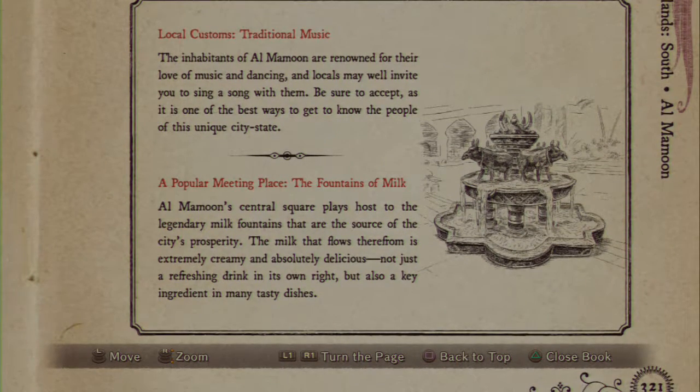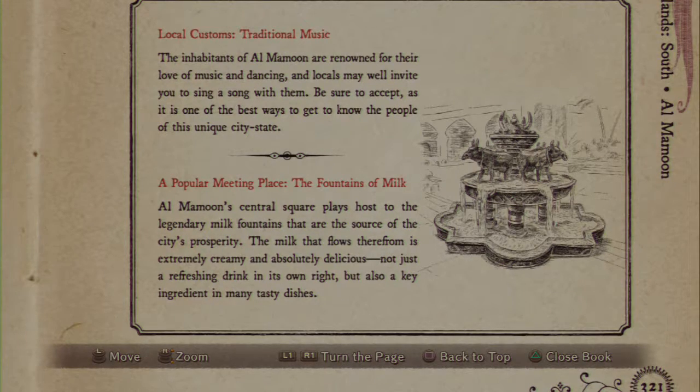Local customs. Traditional music. The inhabitants of Mamoon are renowned for their love of music and dancing. The locals may well invite you to sing a song with them. Be sure to accept, as it is one of the best ways to get to know people of this unique city-state. A popular meeting place.